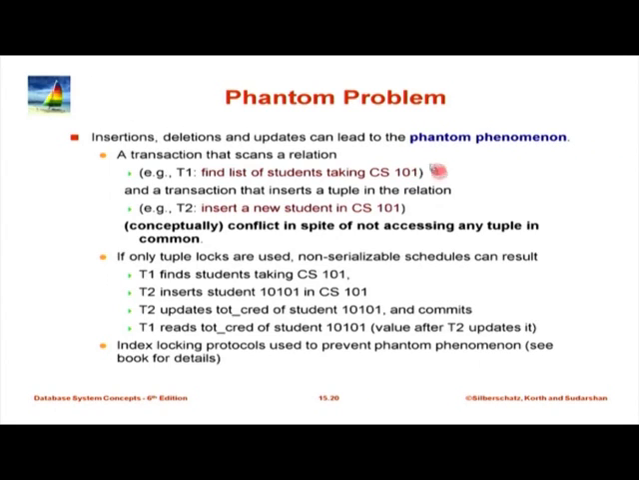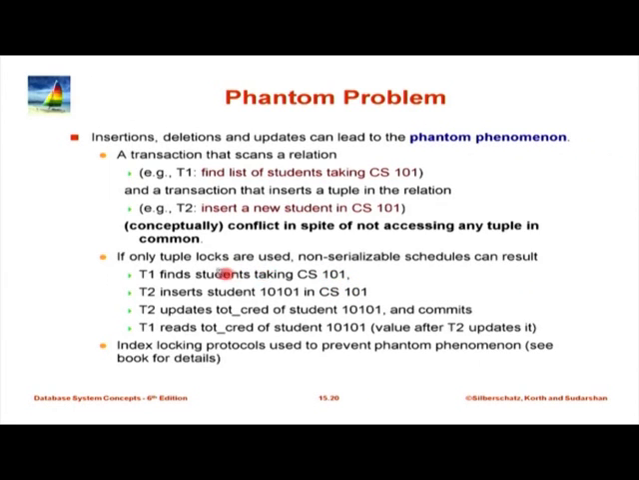Now, this transaction has, let's say, already run. So look down here. T1 has found all students taking CS101, and it has locked all the tuples corresponding to 101. Now, T2 comes and inserts a new student in CS101. That is, it adds a new record in the takes relation. Now, do these two conflict?